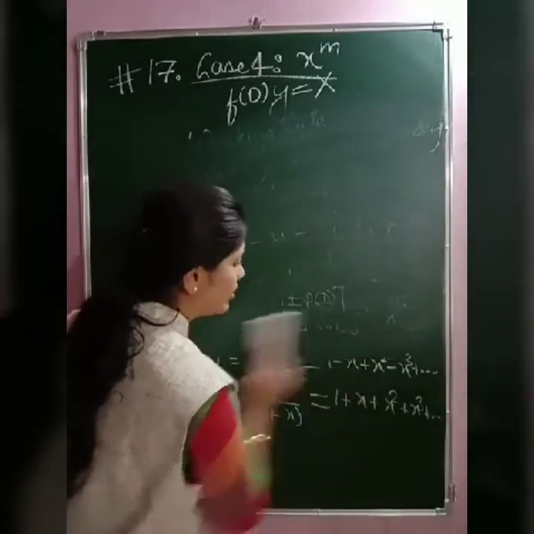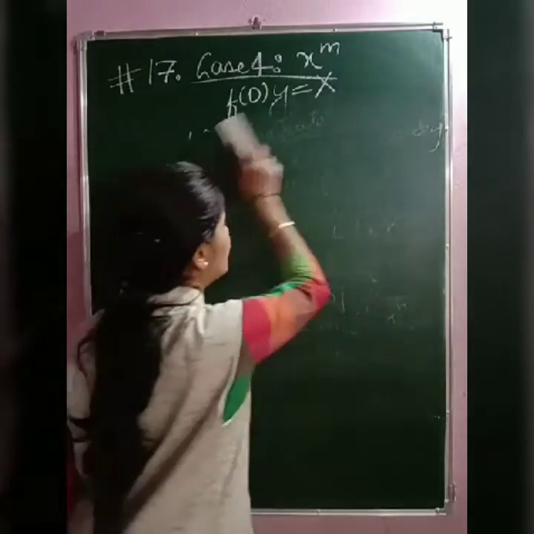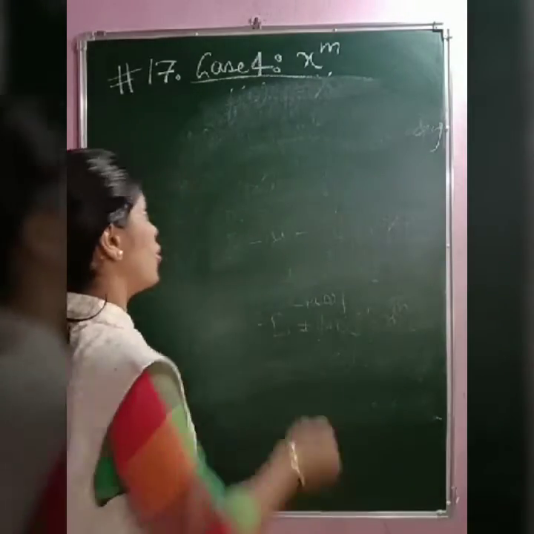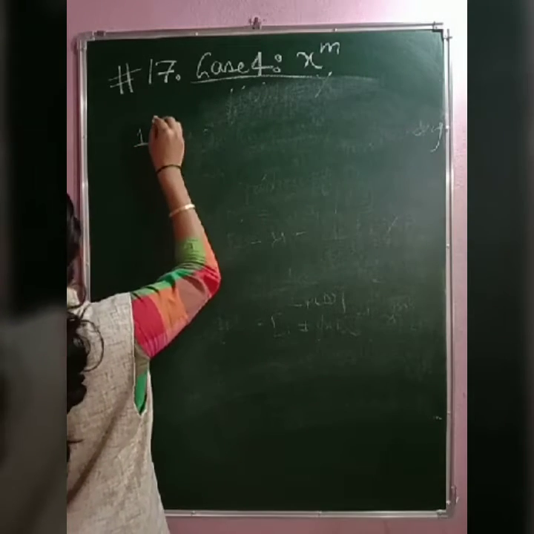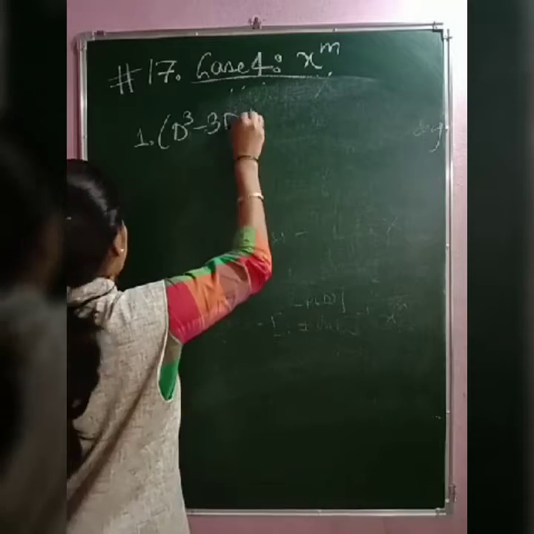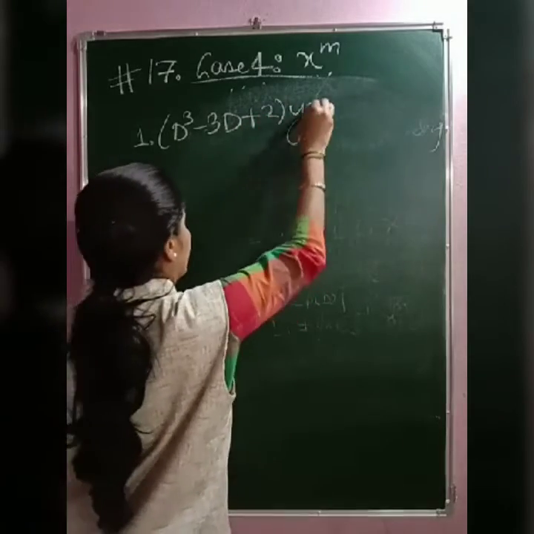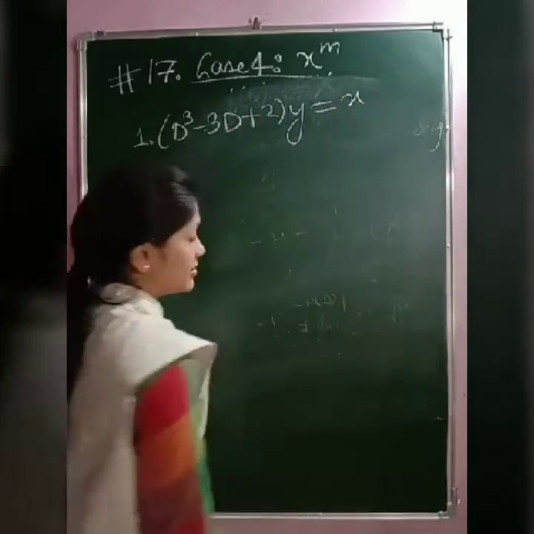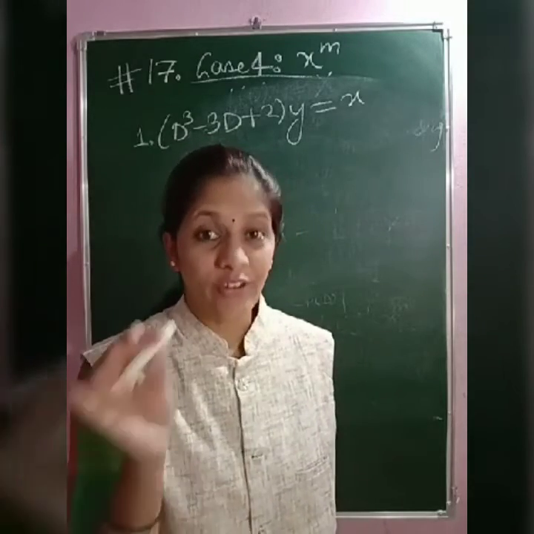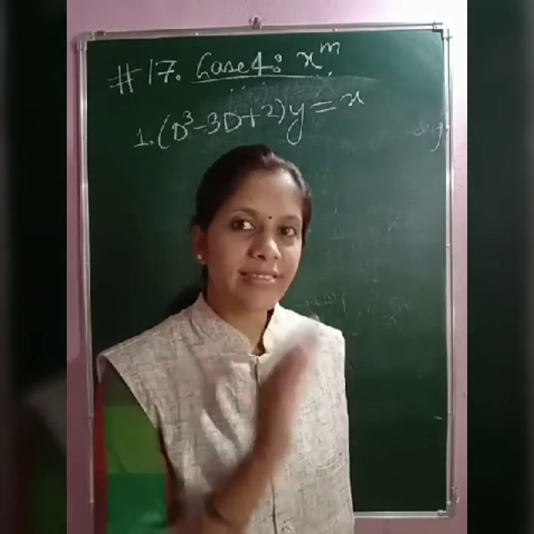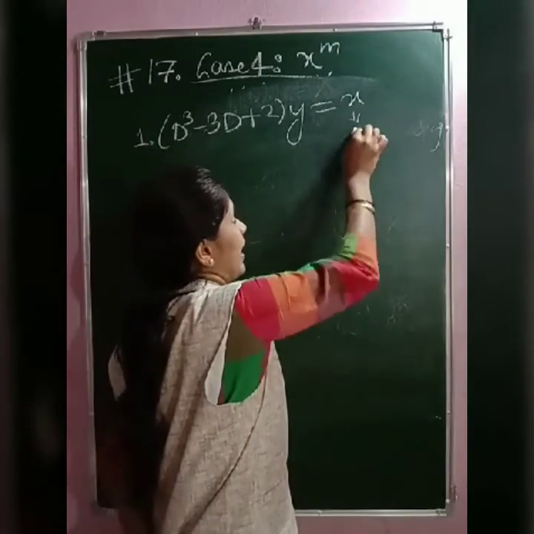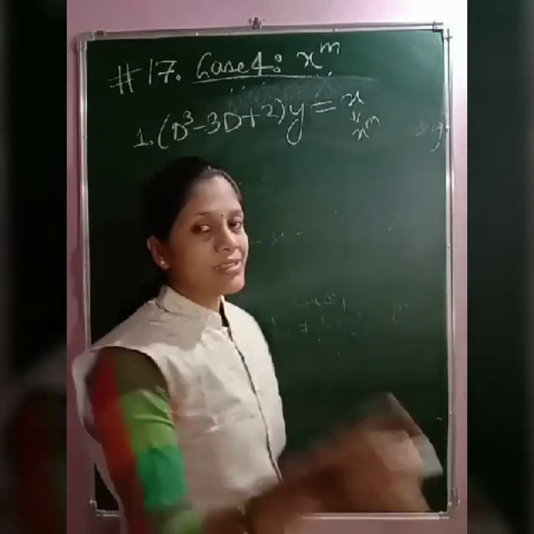Let us take the first example. The first example has been given as: solve D cubed minus 3D plus 2 of y equal to x. Right? As soon as we see this question, we easily understand it is non-homogeneous. The solution is CF plus PI. Further, what form is it? x power m, so m is equal to 1.